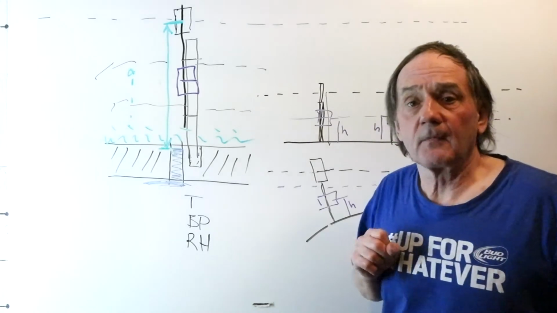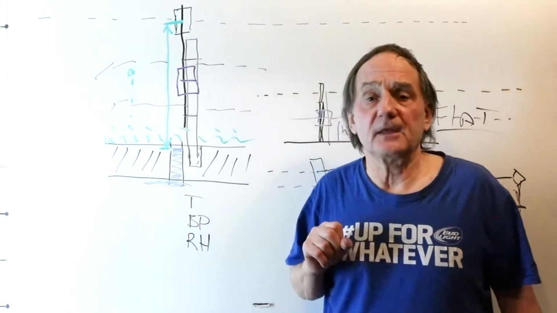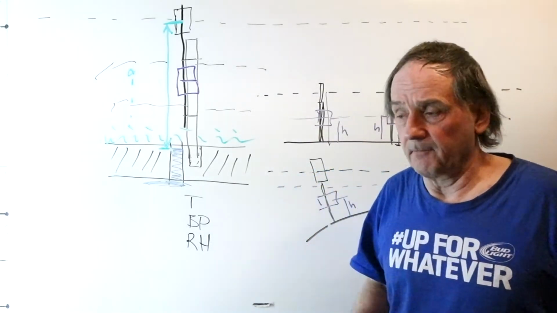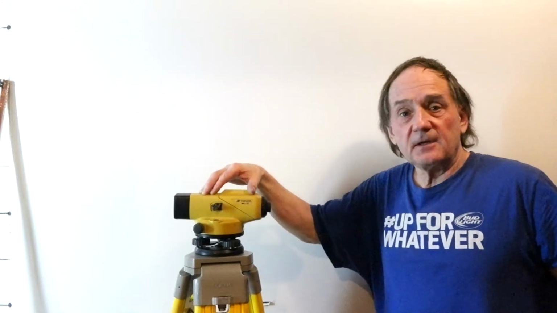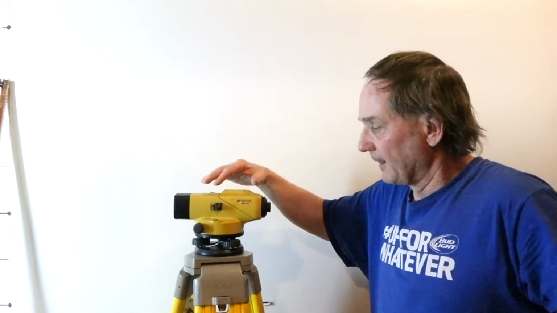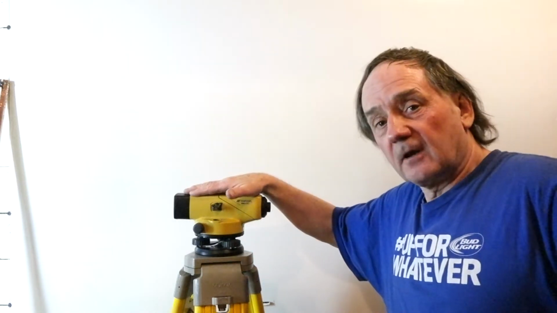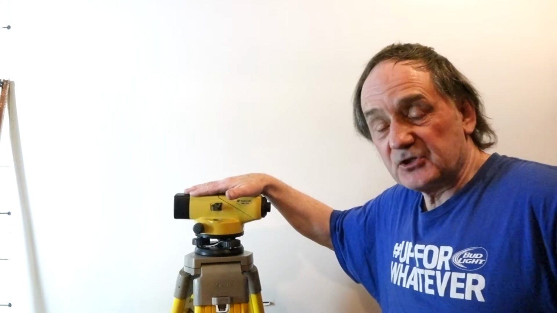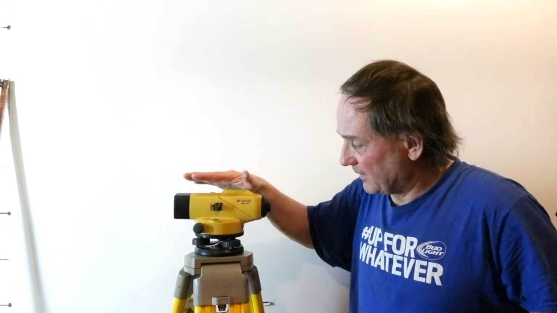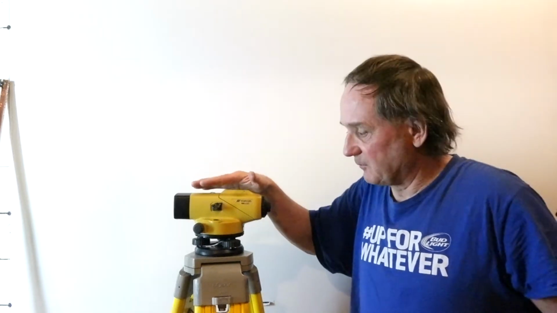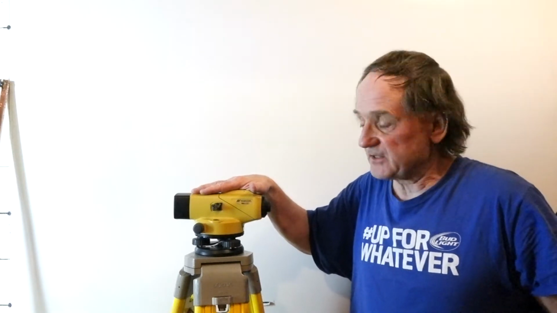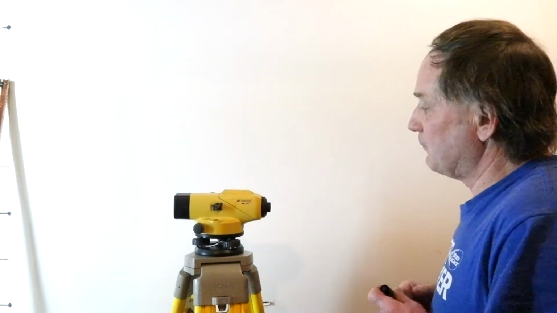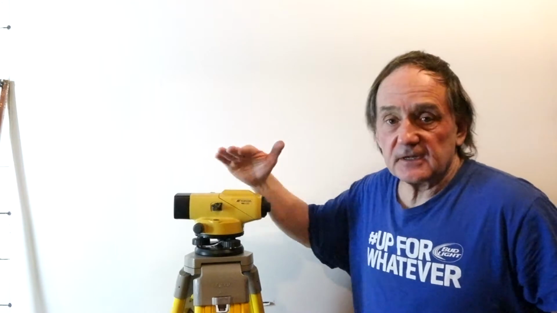Now, let's discuss a little bit about the equipment that I'll be using. Here I have my Topcon ATB3 auto level. Its sole purpose in life is to establish tangents to the earth. It does not measure angles. Well, you can measure horizontal angles crudely with it, but it does not measure vertical angles, nor does it measure distances.